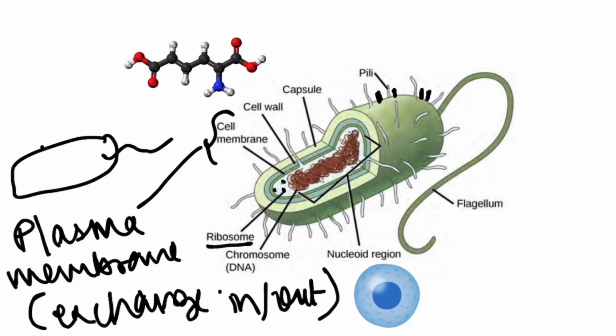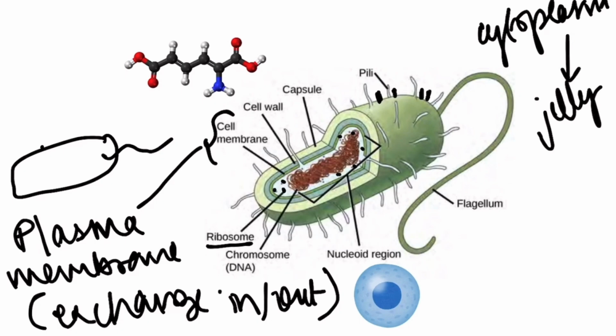Now, cytoplasm is just like a jelly-like fluid in which all of the organelles are present. For example, in bacteria, there is genetic material, cellular DNA, and chromosomal DNA, and ribosome embedded in the cytoplasm.